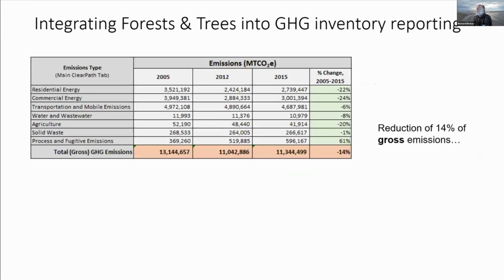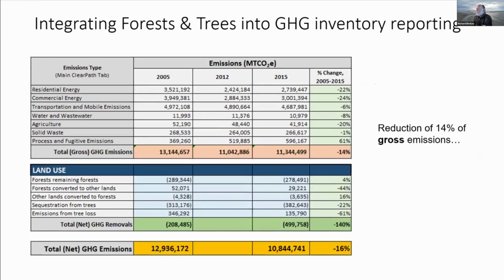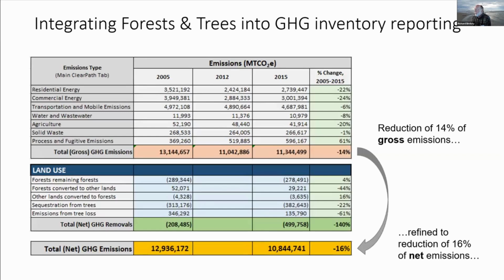And so the idea here is to add to a typical greenhouse gas inventory, which would have involved the major sources of emissions, energy, transportation, and so on, the land component, which is shown on the lower part of the chart here. And so in this example, when you add the emissions from forests as well as the removals from forests, you get a larger reduction in emissions over time by adding in the land sector.